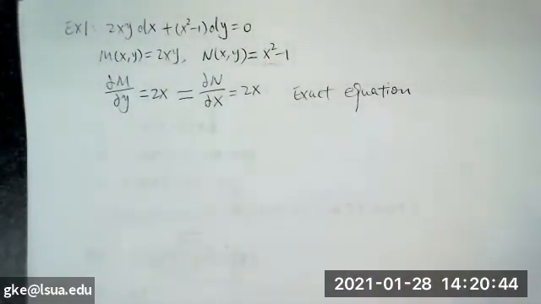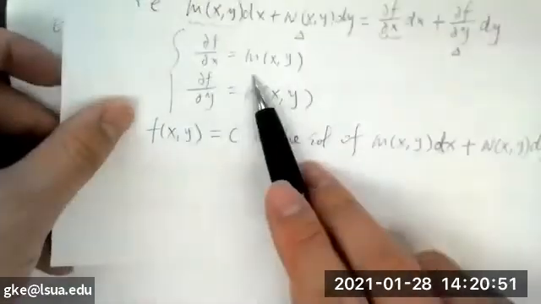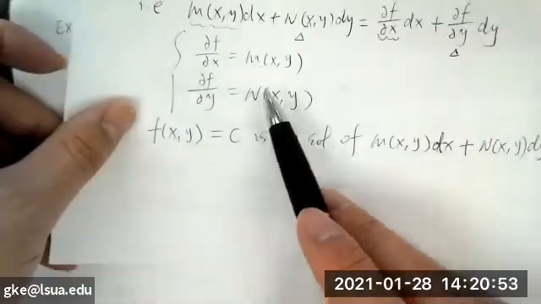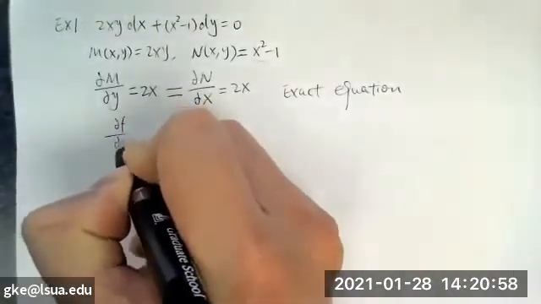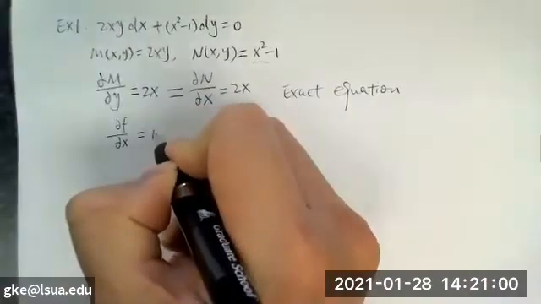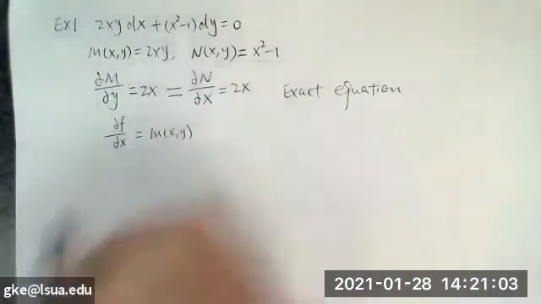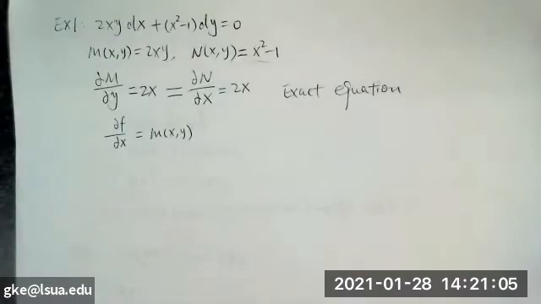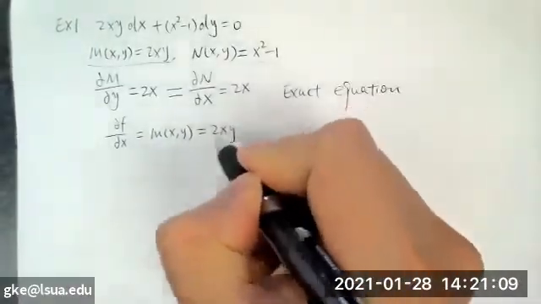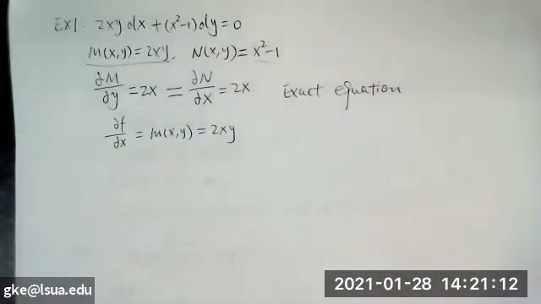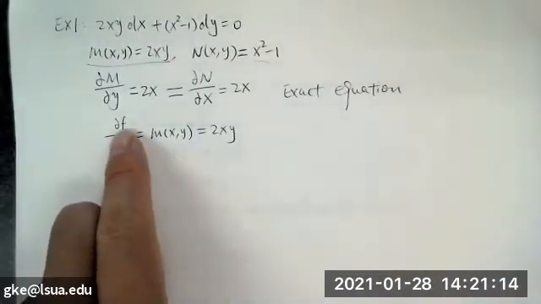Exact equation. Now we can use the property. We use these two conditions, the first condition and the second condition. We know partial f over partial x equals M(x,y), that's the first condition. That equals 2xy.